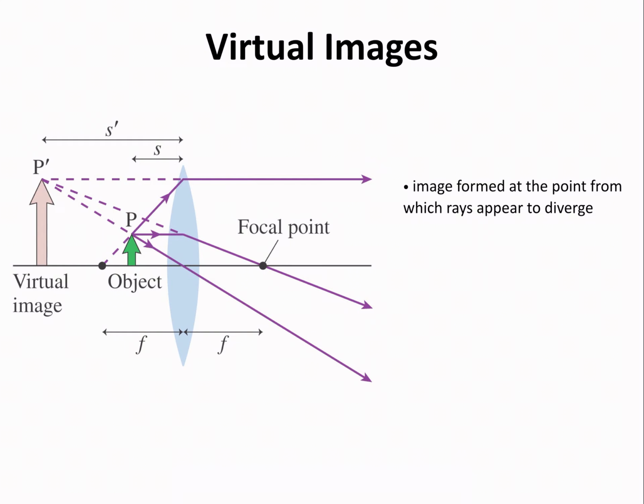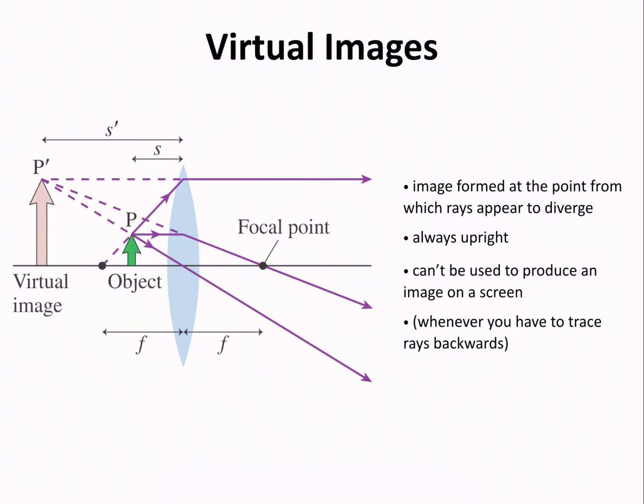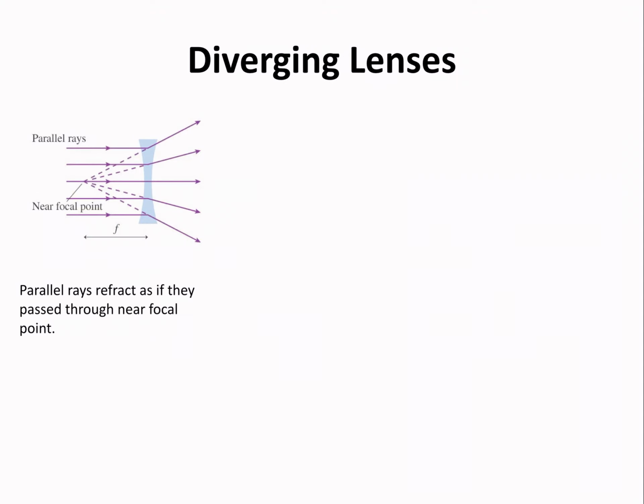So the image is formed at a point from which the rays appear to diverge. So this little pink arrow back here, that's where the point looks to be to the person. Okay? It's always going to be upright, and it can't be used to produce an image on a screen. So this is like looking at yourself in a mirror. You can see a little version of you behind the mirror, but it's not real, okay? And so back tracing rays, when you have to draw these dotted lines, that's really going to tell you that you have a virtual image.